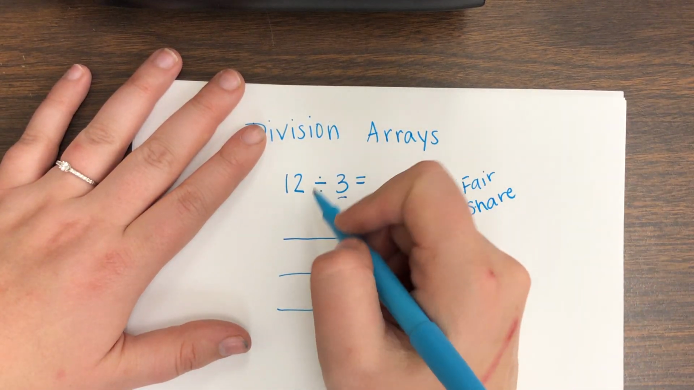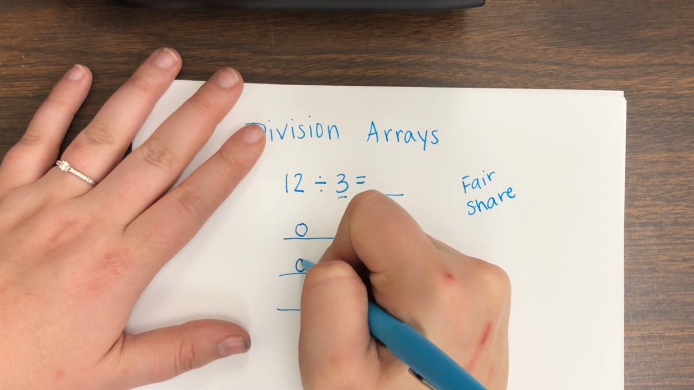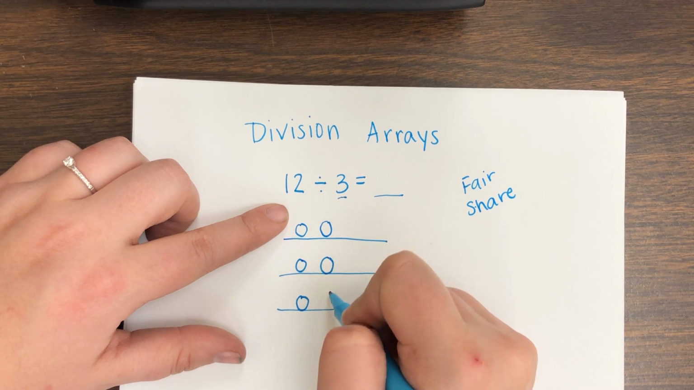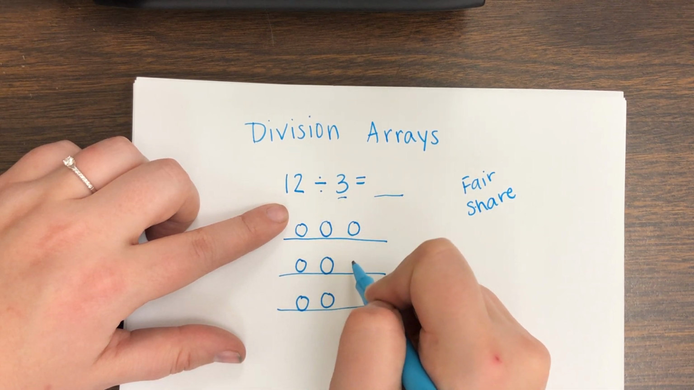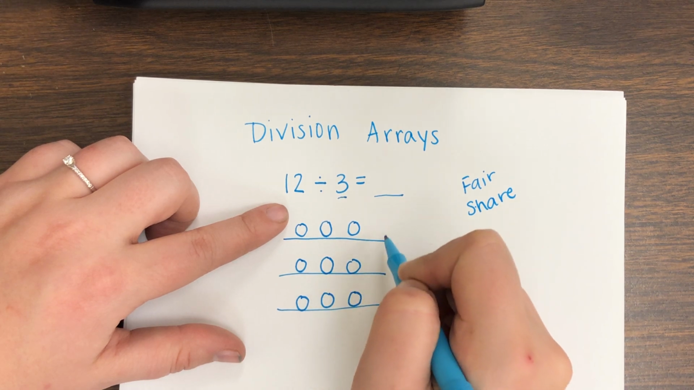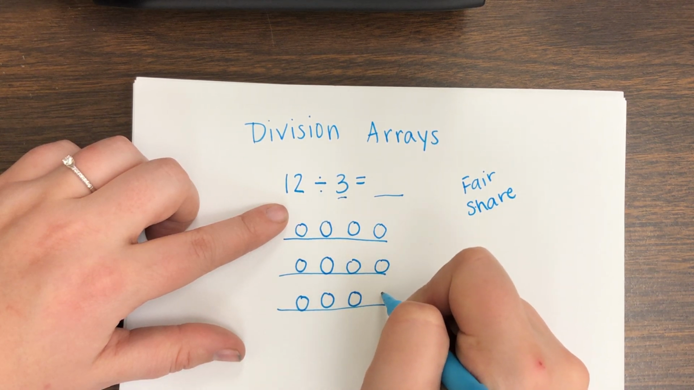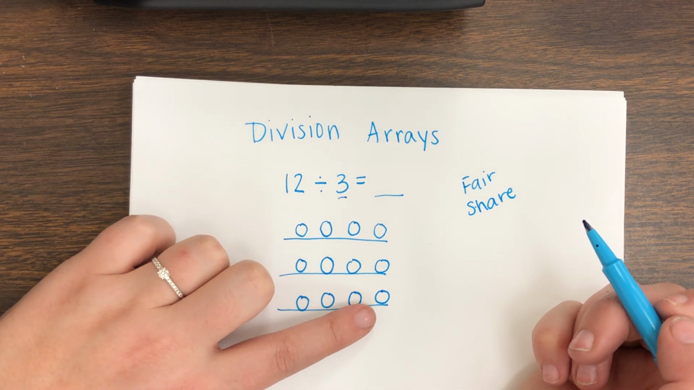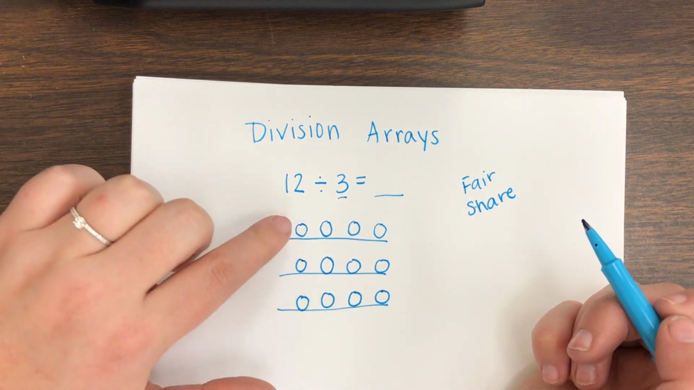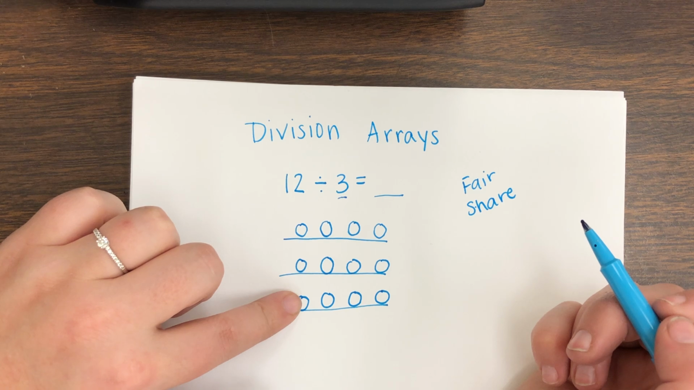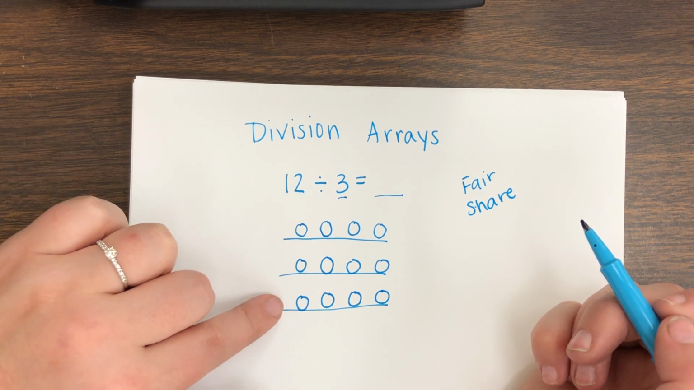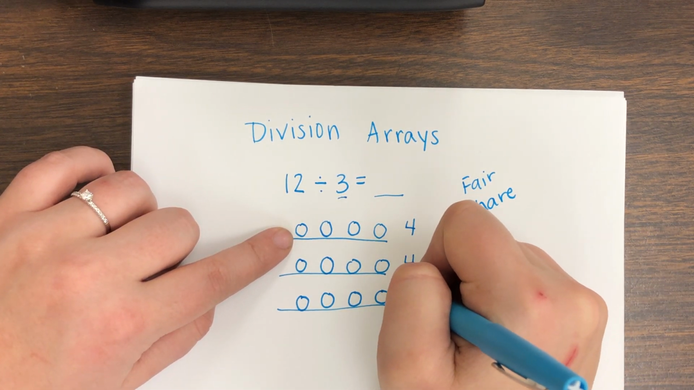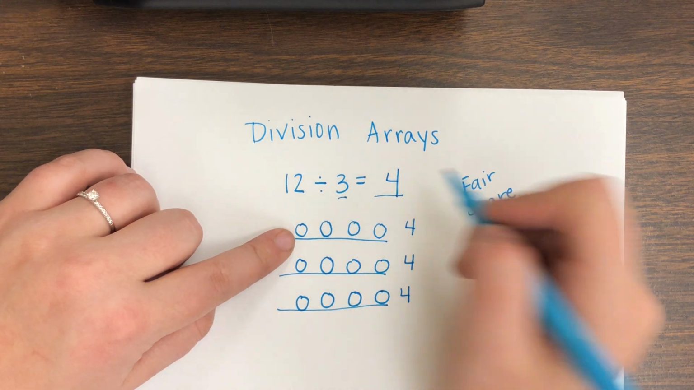Watch as I share them. 1, 2, 3. Then start back at the top. 4, 5, 6. Keep going. 7, 8, 9. We're almost there. 10, 11, 12. If you divide correctly, your last circle should end on the last row, because now each row is completely equal. How many did each person get? They each got 4 here, 4 here, and 4 here. So my answer is 4.